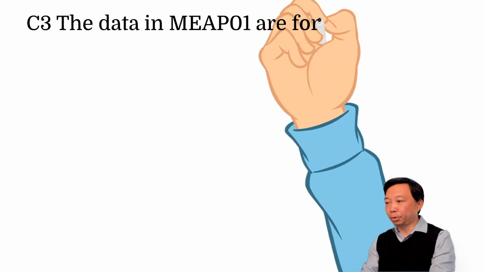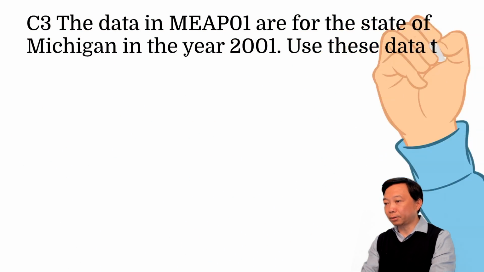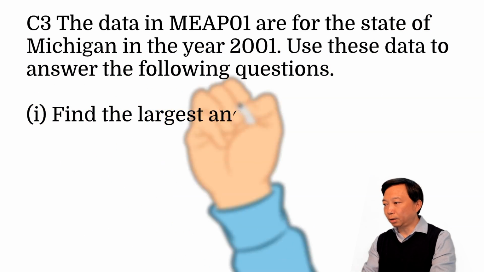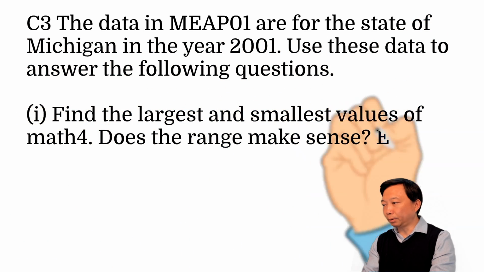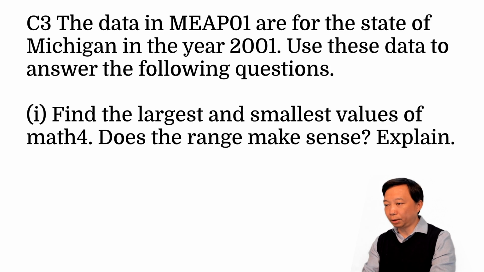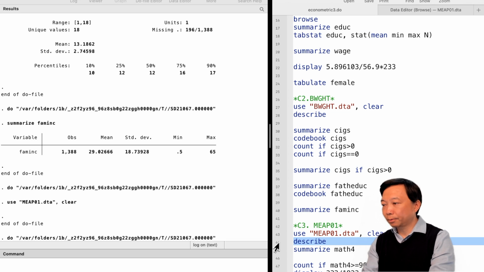Now let's go to the third computer exercise. The data in MEAP01 are for the state of Michigan in the year 2001. Use this data to answer the following questions. Part 1 asks us to find the largest and smallest values of math4. Does the range make sense? Explain.